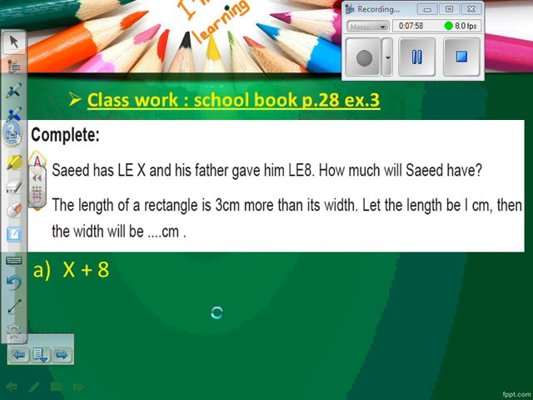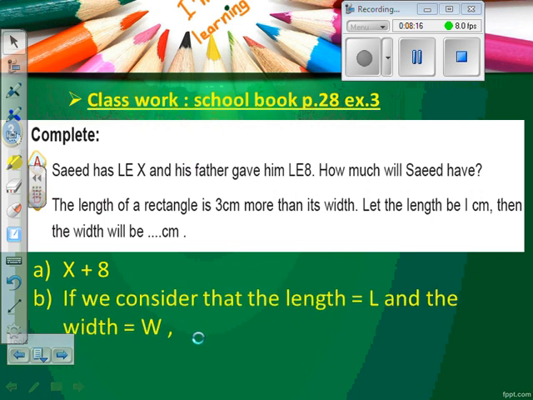Letter B. The length of a rectangle is 3 centimeters more than its width. Let the length be L centimeters. Then the width will be how many centimeters?